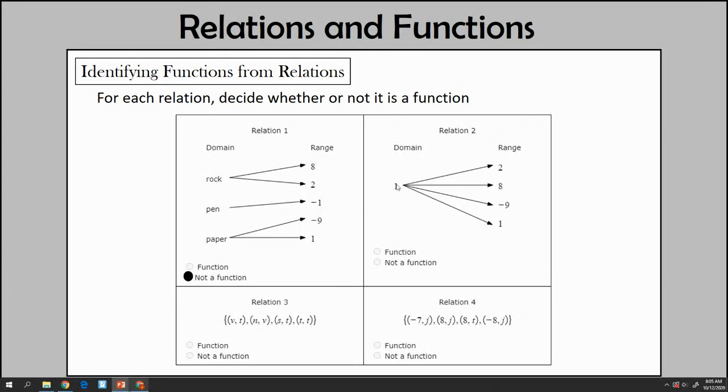Move over here. Is this relation a function? Well, one is paired with 2, and then one with 8, and then one with -9, and then one with 1.